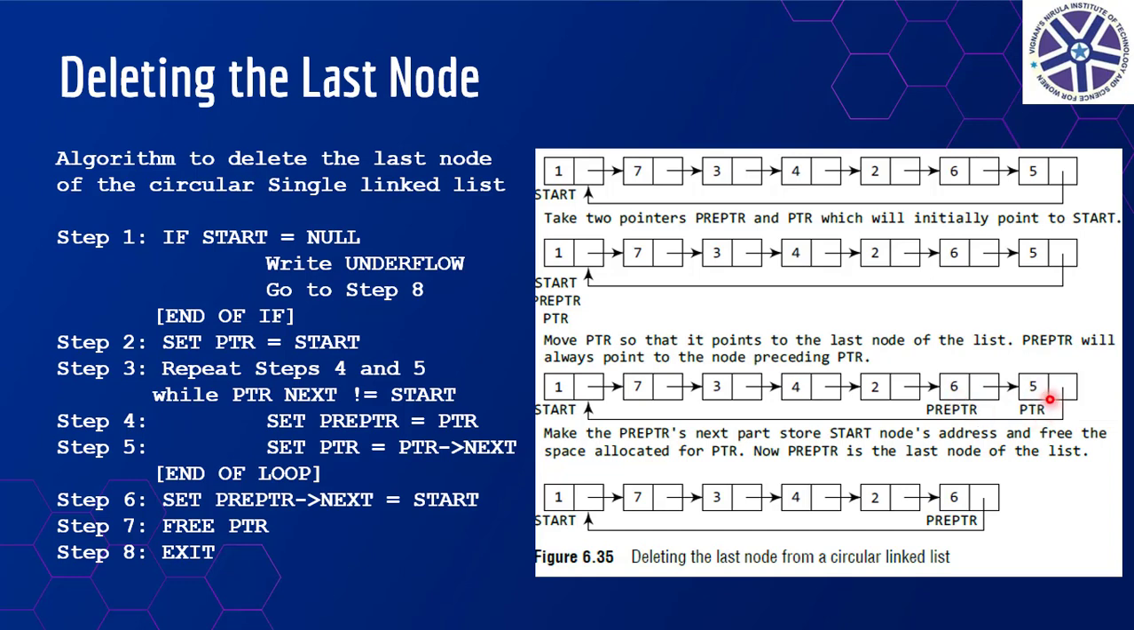We want to delete this node. If we want to delete this node, we have to make the previous node's next field the start. How are we going to do that? Pre-ptr to next is equal to start. So set pre-ptr to next equal to start. Next, this has to be deleted. So what is that? Free ptr. That's what we are going to do in step 7.